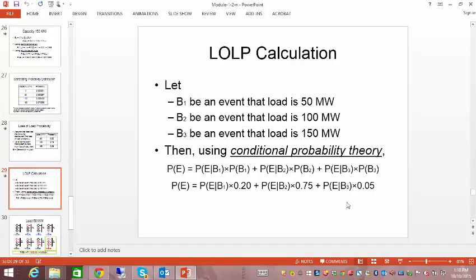So to compute the loss of load probability, or LOLP, loss of load means that you do not have enough generation to supply the load, which means that some load we will not be able to supply. That means that that load is lost. So that's why we have the terminology loss of load probability.